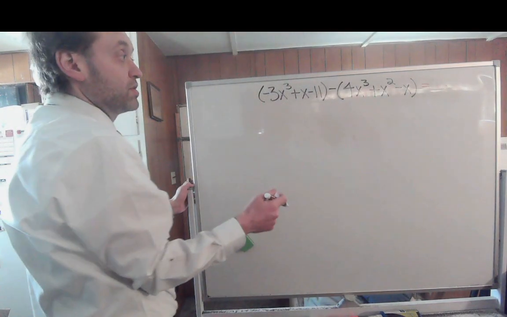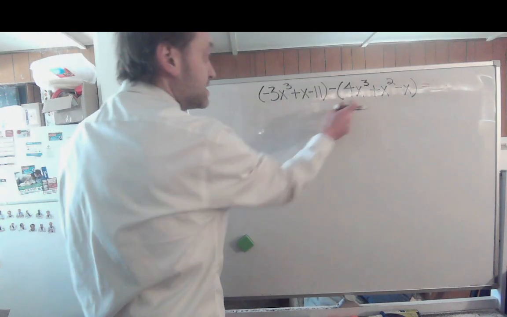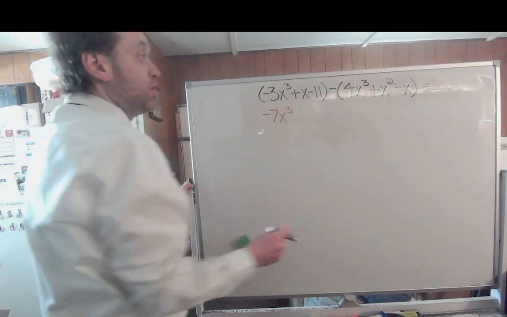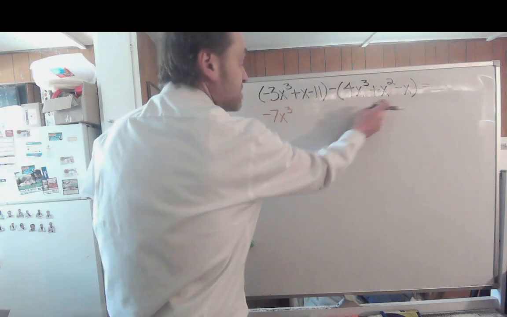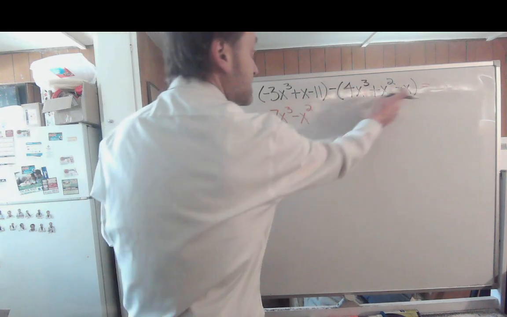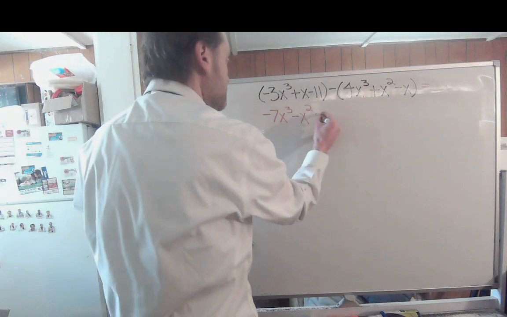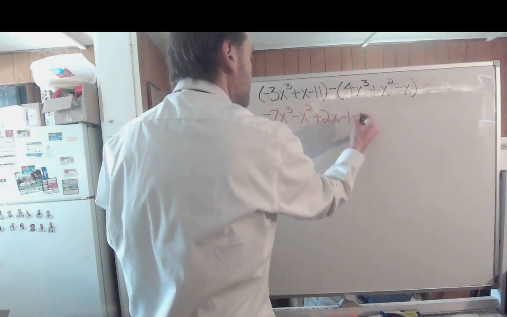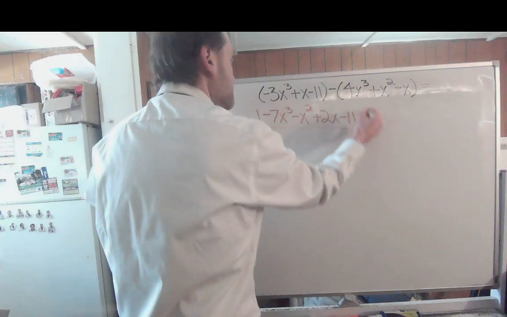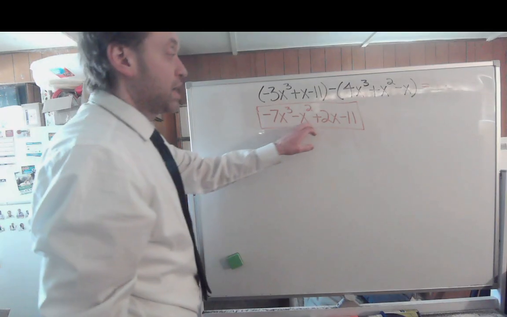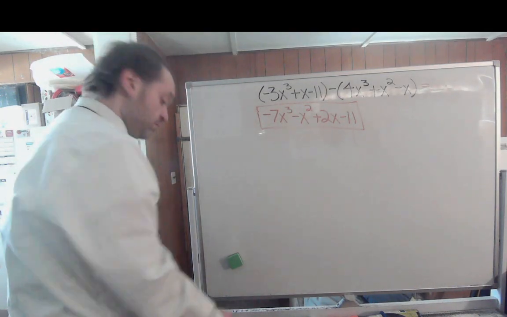So again, look at your highest power first. That's x to the third. So you have negative 3x to the third minus 4x to the third. That's going to give you negative 7x to the third. You only have one x squared term, so this would just be minus x squared. Then you would have x minus negative x. That'd turn into x plus x, which would be 2x. And then you just have one constant term, minus 11. So when simplified, you should end up getting negative 7x to the third minus x squared plus 2x minus 11 for your answer.